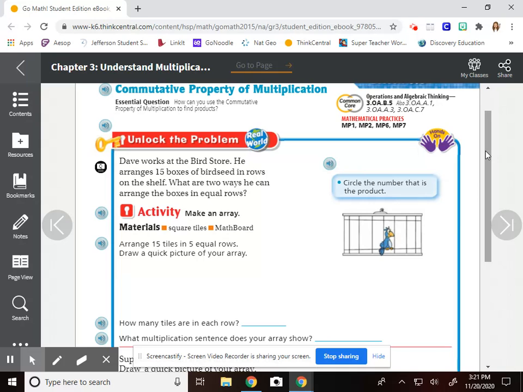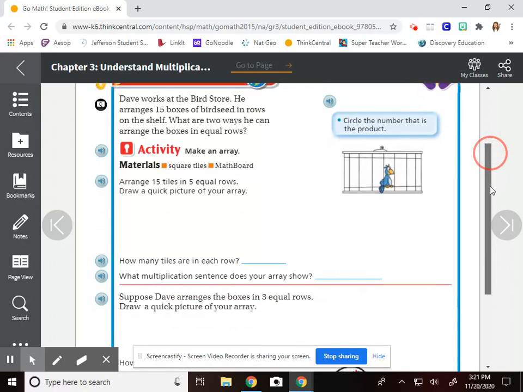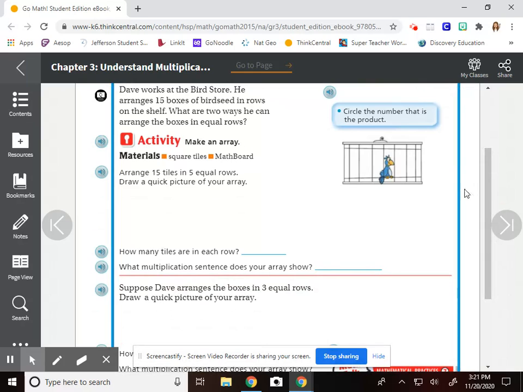So I'm going to show you today how we use arrays and pictures to help us solve these problems and to be able to show an array in both ways in the commutative property.